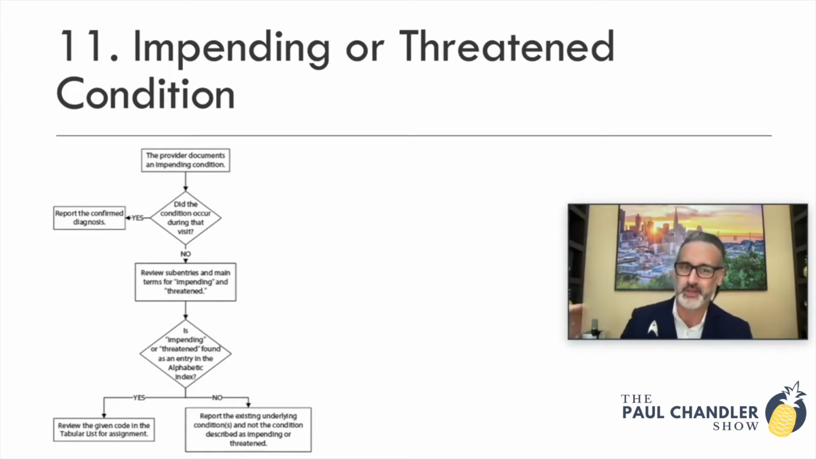So we have the code from the front, impending or threatening. We go to the back to verify the code. But if we do not have the drop down available, then we report the existing underlying conditions and not the condition described as impending or threatened. Simply just what we just went over, but just a nice little chart here instead.